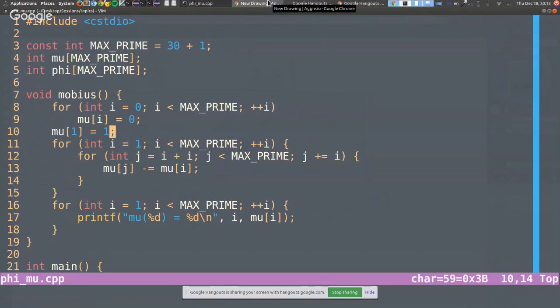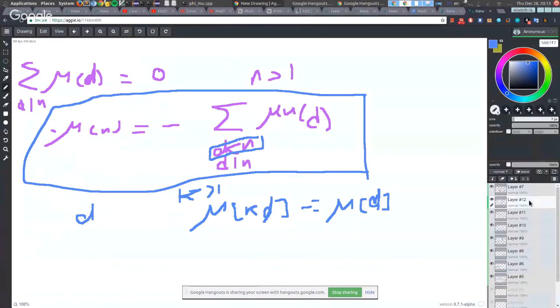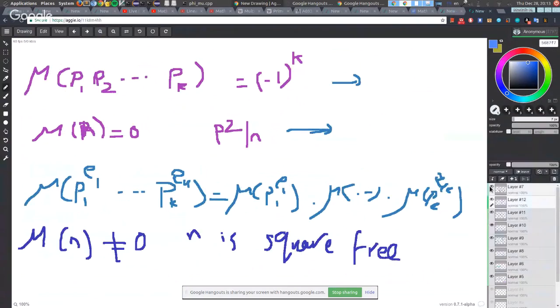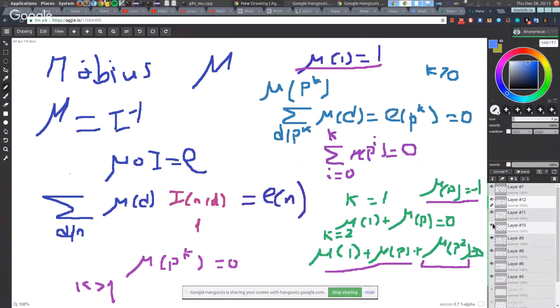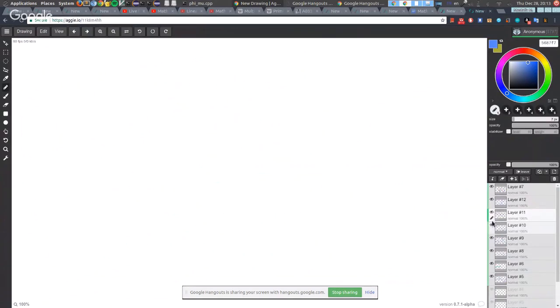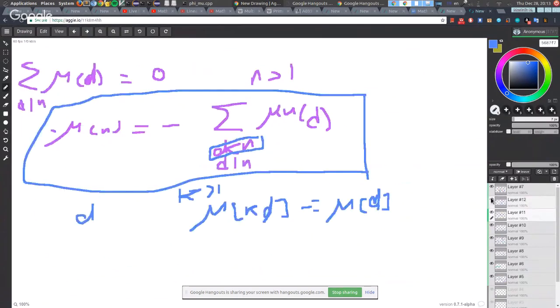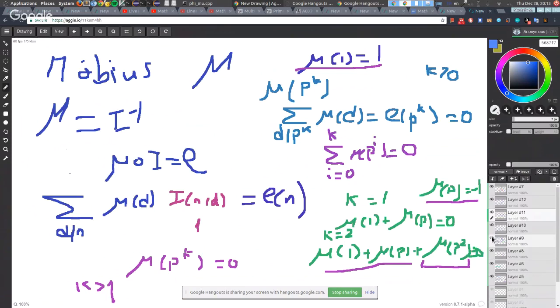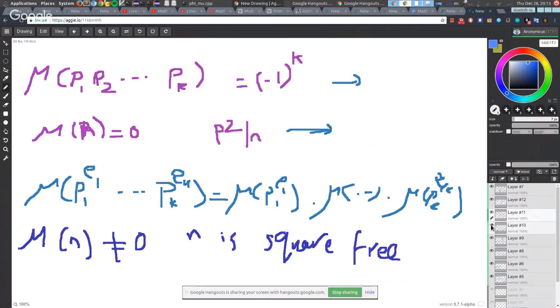The other way is by factorizing the number and using the formula which we had earlier. Yes, so this will be the other way to compute the mu. So we factorize the number and check if it's square free, then return 0, otherwise we count the number of primes. If it's odd, we return -1, if it's even, we return 1.